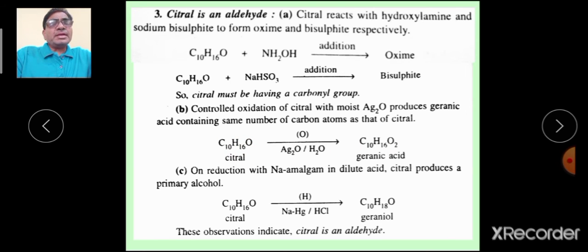While on reduction with sodium amalgam in dilute acid, citral produces a primary alcohol. RCHO on reduction gives RCH2OH, and therefore this is geraniol, an alcohol. Therefore citral gives an acid on oxidation and an alcohol on reduction, and this indicates that citral is an aldehyde. Very important reaction, it is asked.